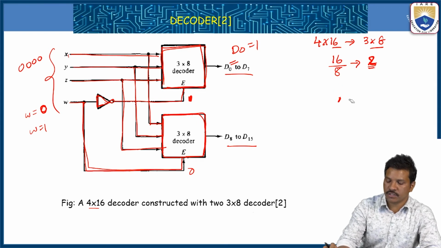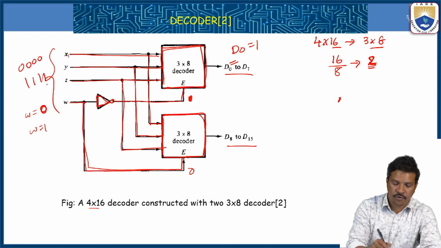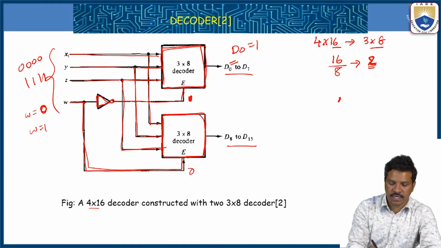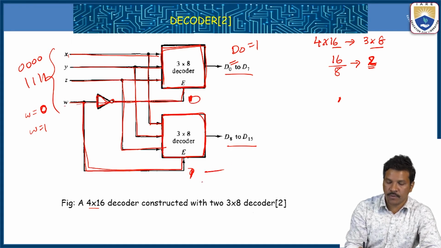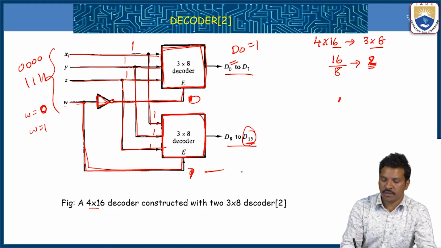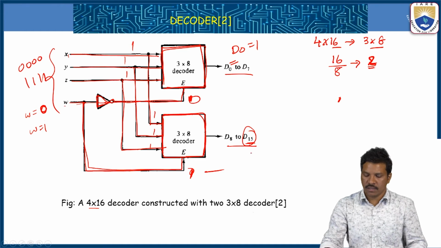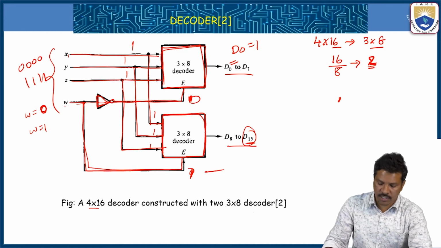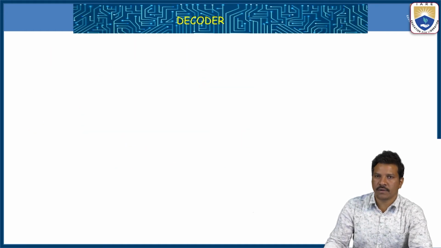Remaining all are zeros. What if all 4 are ones? In 4 ones, X, Y, Z, W is 1. When W is 1, this is 0, this is 1, this is active, and the triple 1 passes to both decoders. This triple 1 in the below active decoder means D15, the last, highest MSB bit D15. So in this way we can construct the 4 by 16 decoder with the 3 to 8 decoder.